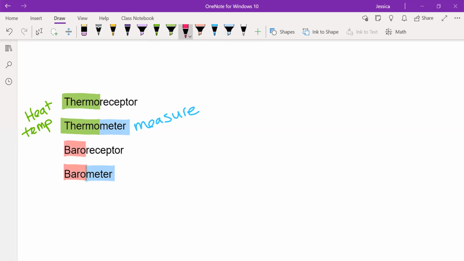So this is kind of helping the kids to figure out these connections on their own in the future. If they were to see something on the diploma or on a test, a context that they don't understand, they can break down these words. So barometer, if a thermometer measures temperature, then a barometer measures pressure. And if a barometer measures pressure, then a baroreceptor is going to pick up information to do with pressure.